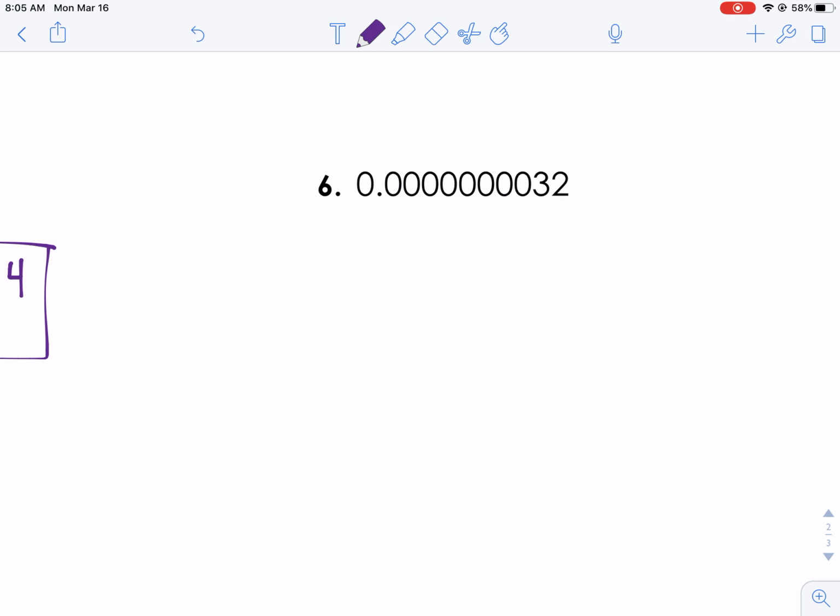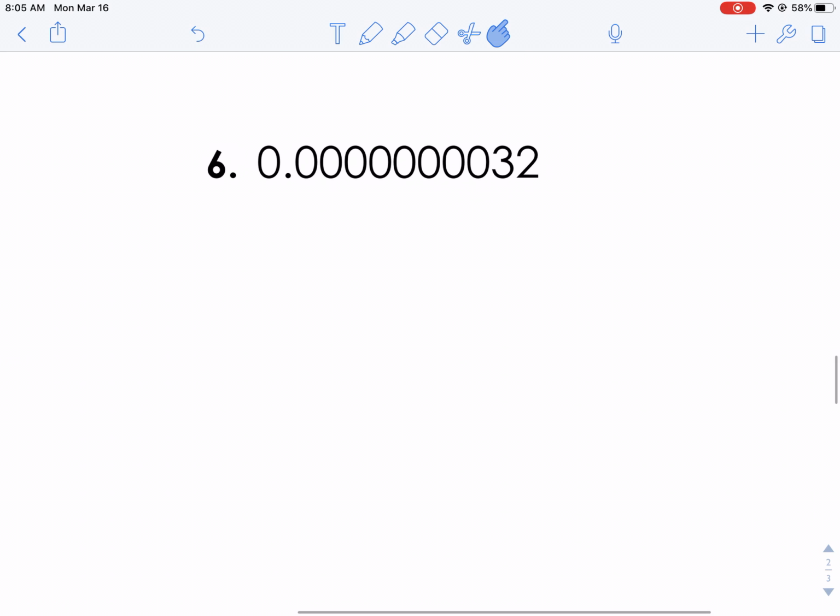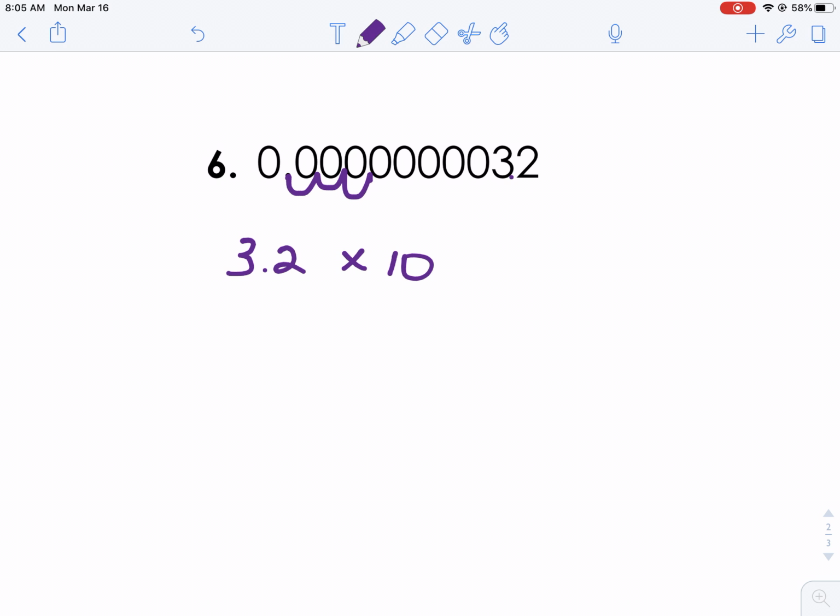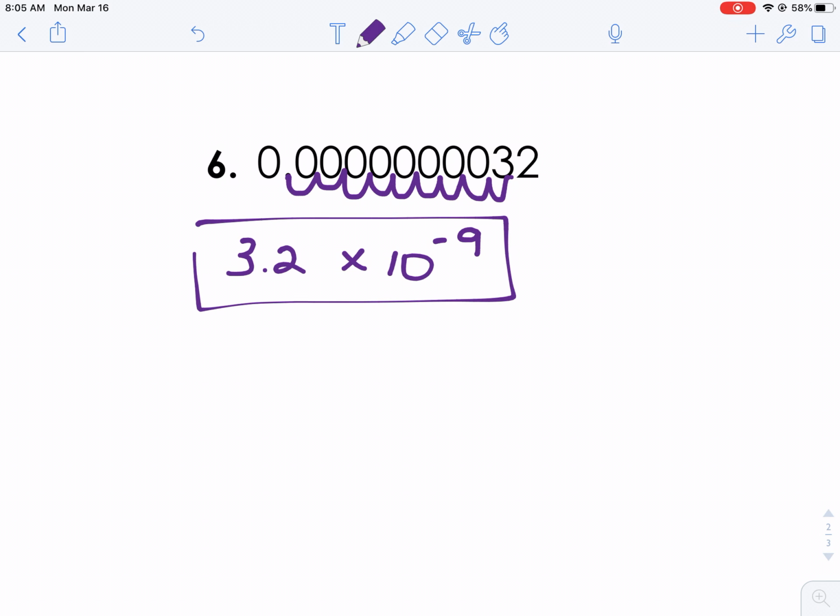In the last one, we have to move our decimal many times. So it's going to have to land between the 3 and the 2, because 3.2 is between 1 and 10. So we'd count 1, 2, 3, 4, 5, 6, 7, 8, 9 times. So that exponent would be negative 9. Again, it's negative because that's a very small number.